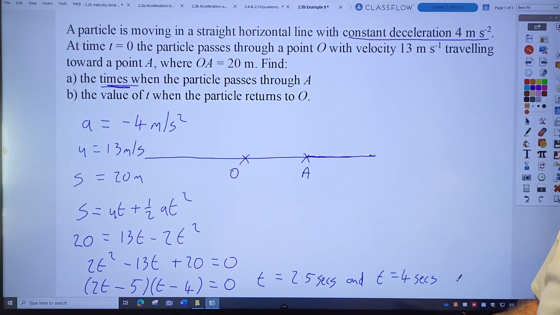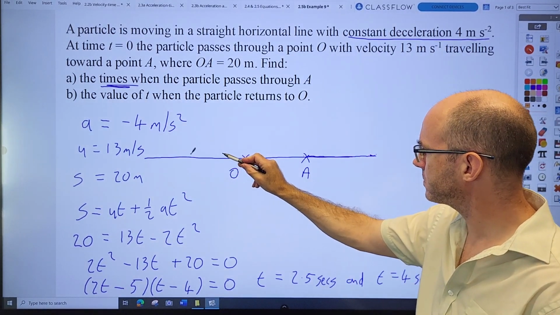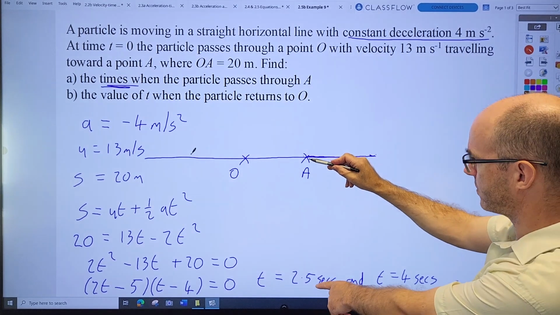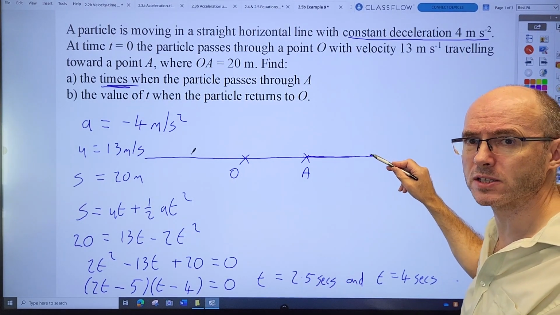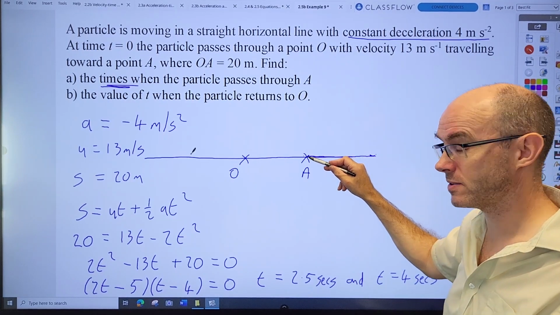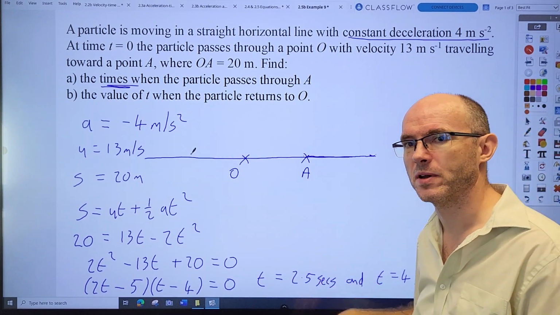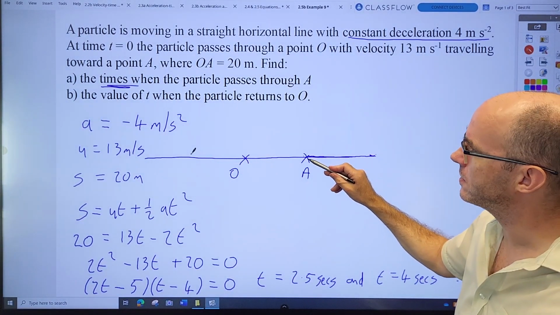Just to remind you what's happening, the particle's doing this. So basically it's saying it passes A for the first time after 2.5 seconds. And then it slows down, comes to a stop, and then it starts going this way, and that's where the 4 seconds come in. So you've got to realise why those answers are coming up, because it's passing it twice, once in that direction, once in that direction there.